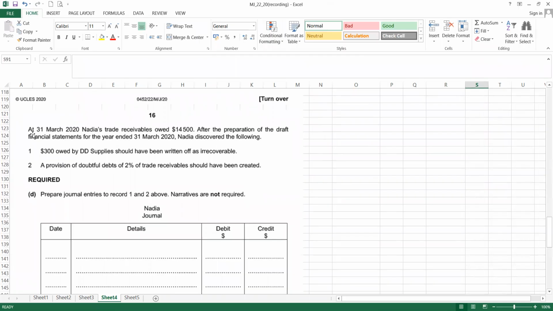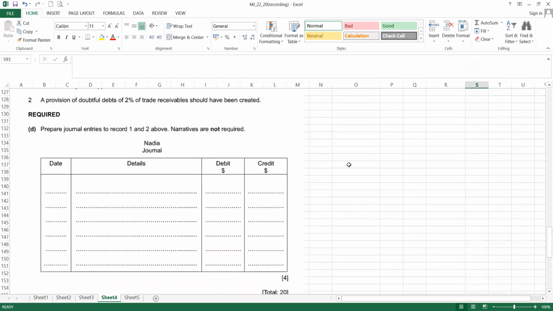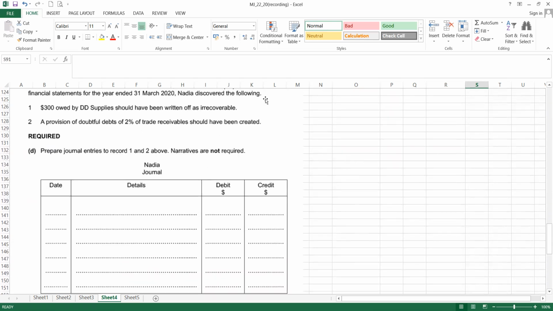Okay, the next is at 31st March 2020, Nadia's trade receivable owed 14,500. After preparing the draft financial statements for the year ended, Nadia discovered that 300 owed by DD Supply should have been written off as irrecoverable. A provision for doubtful debt of 2% should be created. So created means that it is the first time. They asked to prepare the journal for the adjustment. Journal: date, detail, debit, credit.